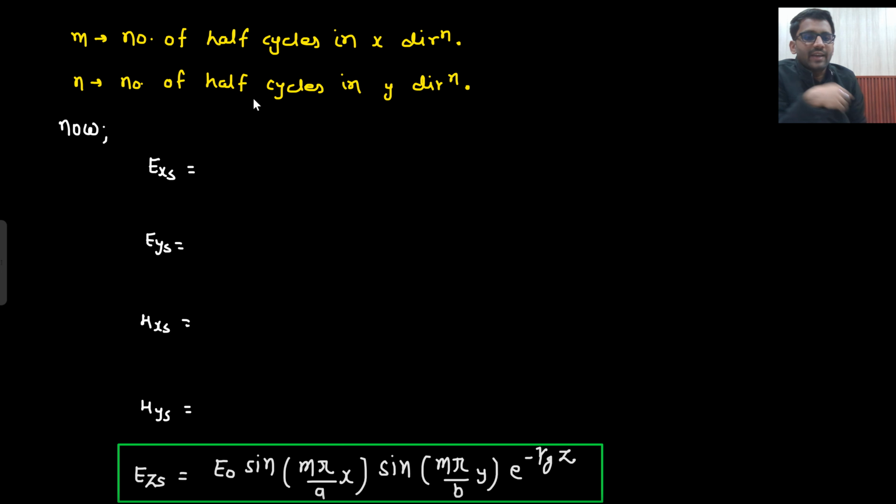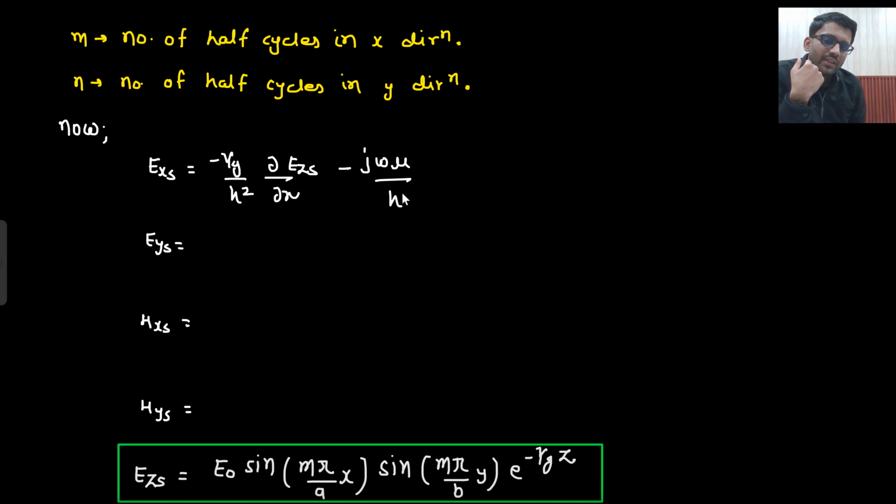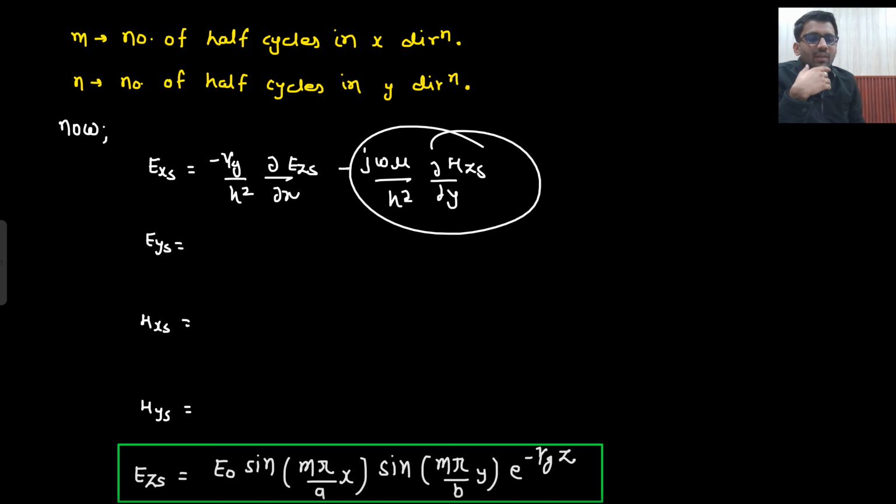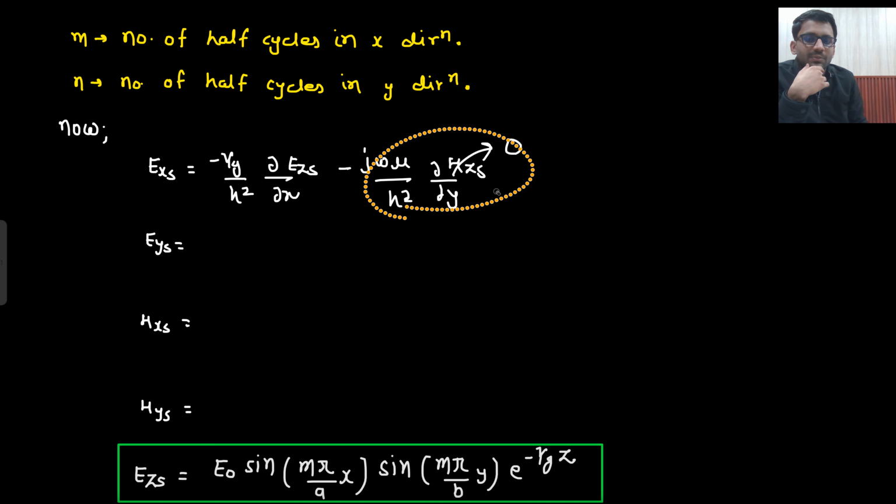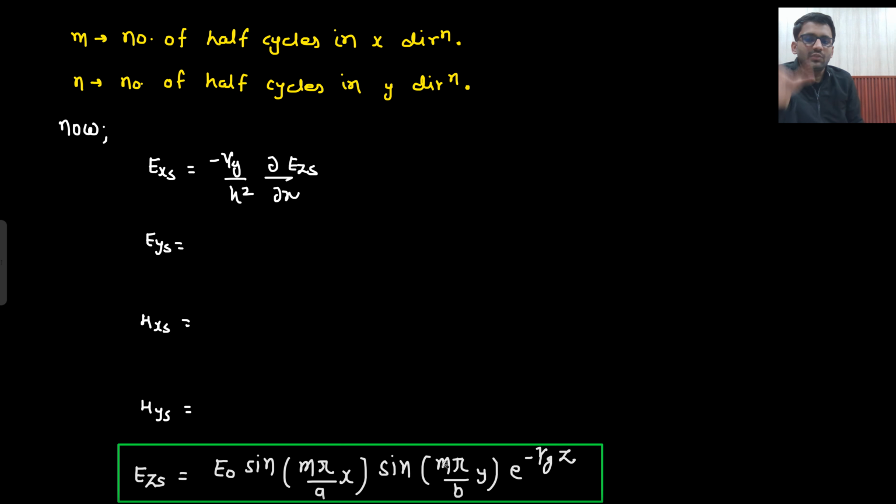What is our EXS? Firstly, what do I need to write? Gamma g upon h square, then del by del x of EZS. Here the sign will be negative. So minus j omega mu upon h square del by del y of HZS. The trick I have already told you for how to write it down, but here you do not need to care about this expression, because this will be going towards 0. So I do not need to care about this expression. So this will be my EXS.